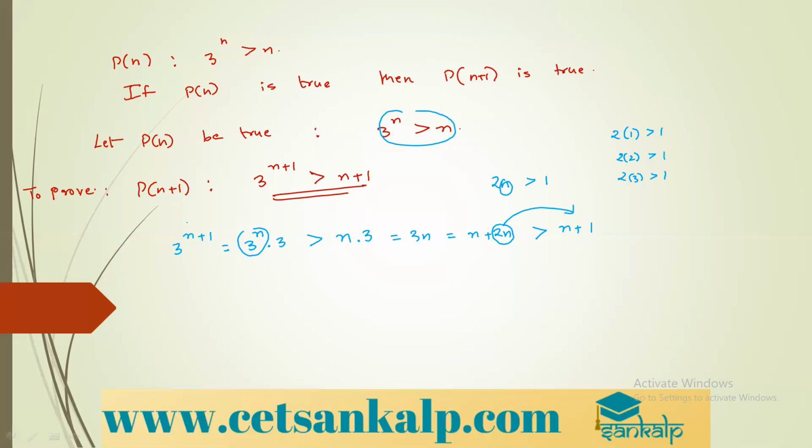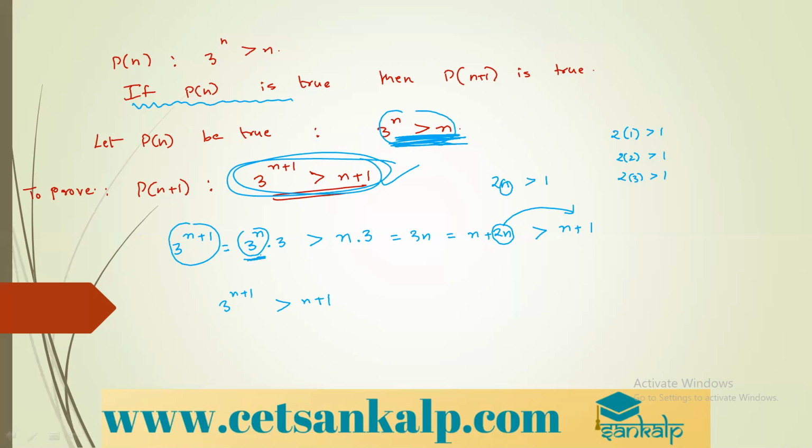So what I got? I started with 3 power n plus 1 and I got greater than n plus 1, which I have proved. So I have proved that if P n is true, I have used this. Where did I use it? I used it here, 3 power n is greater than n. I used it and I have shown that P of n plus 1 is true.